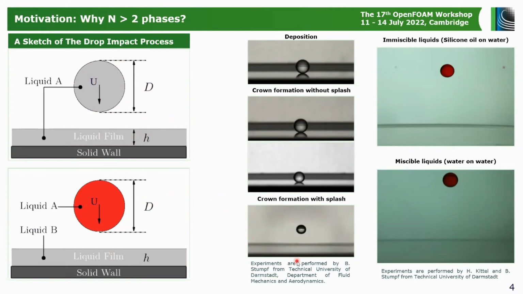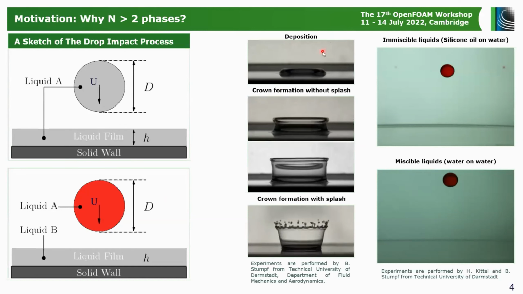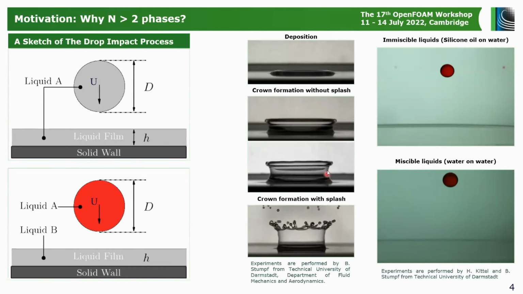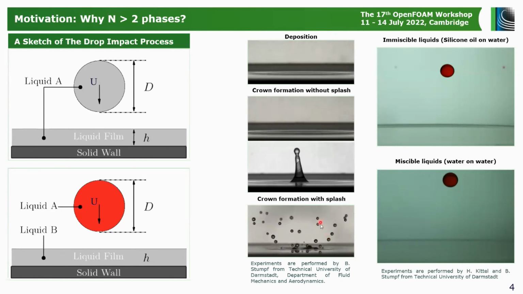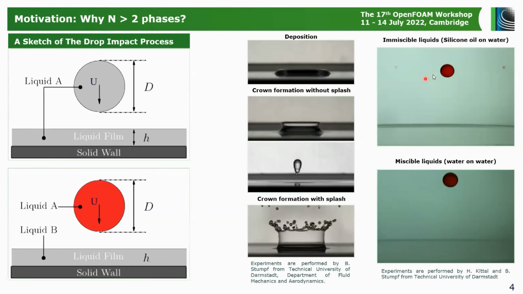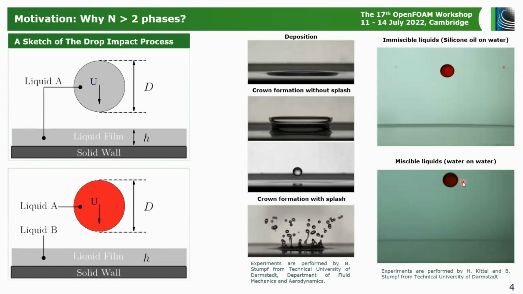These experiments were conducted at TU Darmstadt by my colleague Bastian Stumpf. We can see different scenarios of normal droplet impact. These are the cases where the drop and the liquid film are of the same fluid. We can see deposition, crown formation without a splash, crown formation without a splash but with generation of a central jet, and crown formation with a splash with generation of secondary droplets and a lot of chaotic physics. So clearly we are dealing with multi-scale physics. For immiscible liquids, we have oil drop impact onto water, and for miscible, we have water on water.